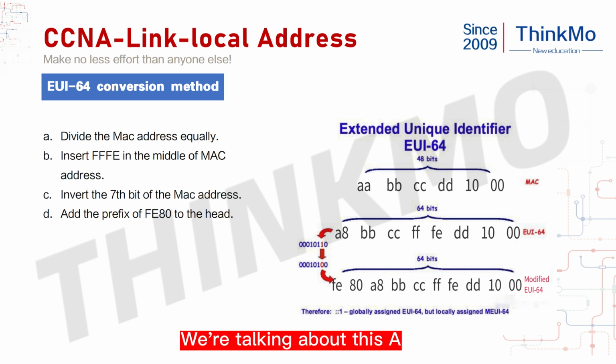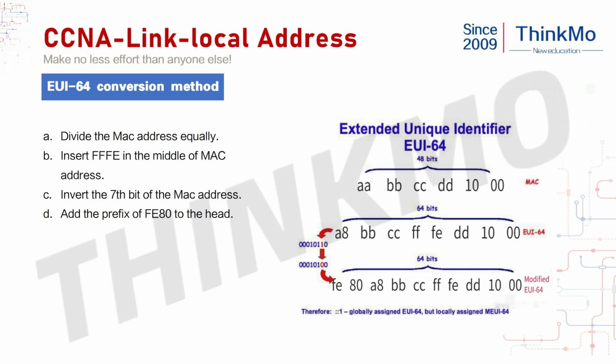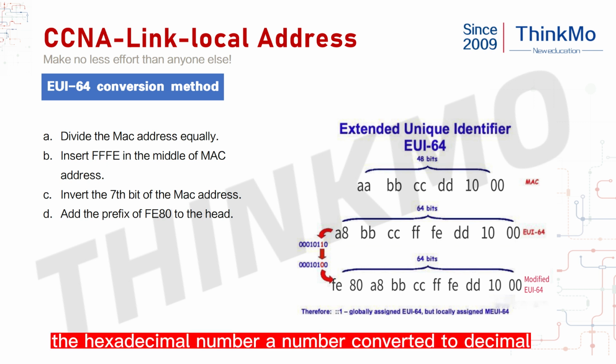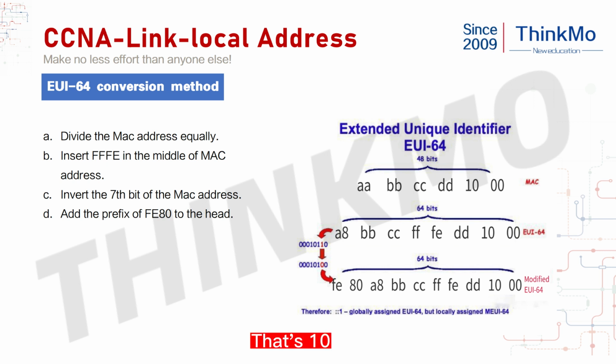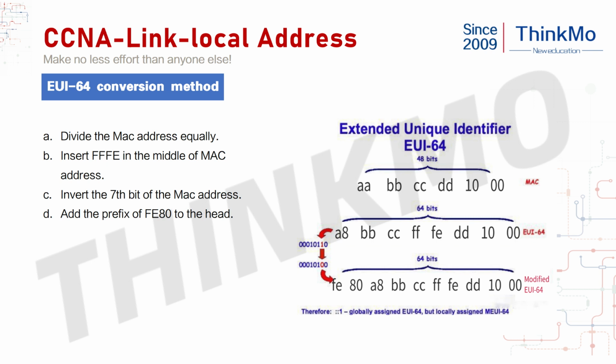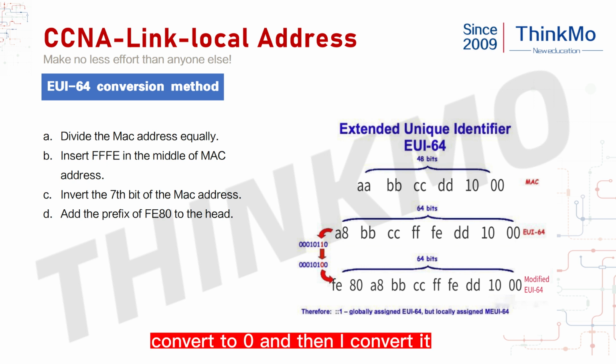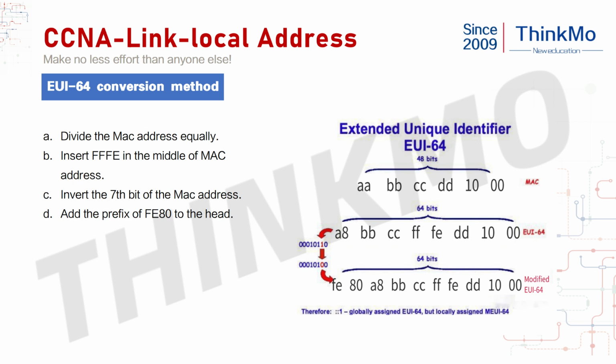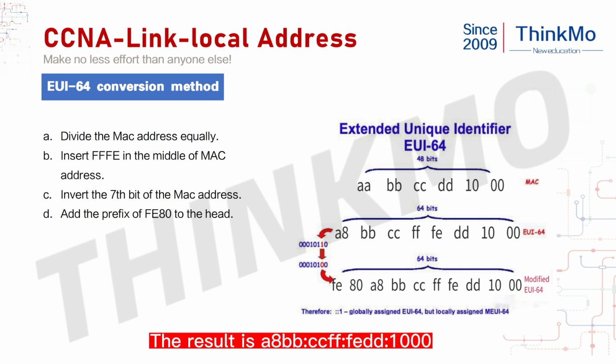We're talking about this conversion, which is based on the hexadecimal number A converted to decimal. That's 10. 10 is 8 plus 2. The binary number is 1010. And the same is true for the second A. It's also 1010. The 7th bit is 1. Convert it to 0. And then I convert it. The result is a8bb:ccff:fedd:1000.